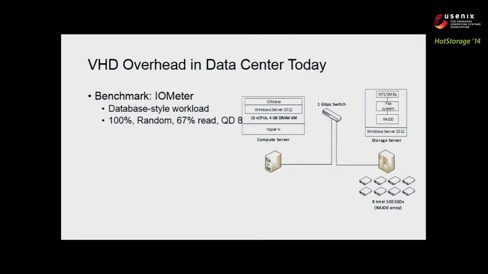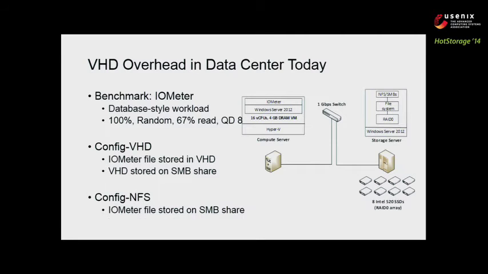As a benchmark, we run I/O meter with a database-style workload, namely 100% random access with 67% reads and a queue depth of 8. For the VHD configuration, the I/O meter file is stored within the VHD. The VHD is stored on the SMB share. For the NFS, the I/O meter file is stored directly on the SMB share.